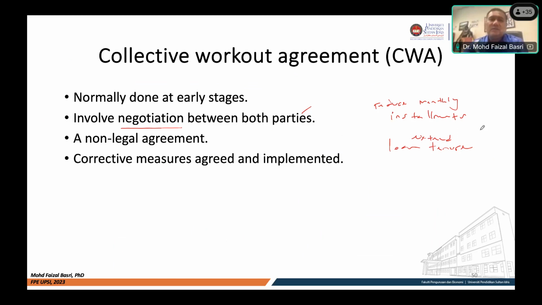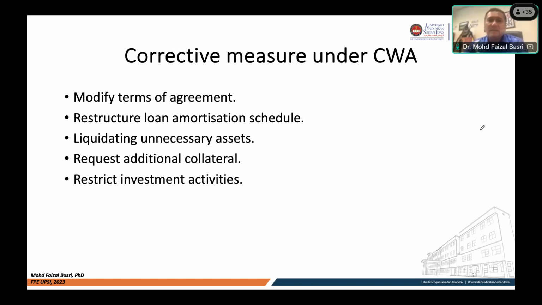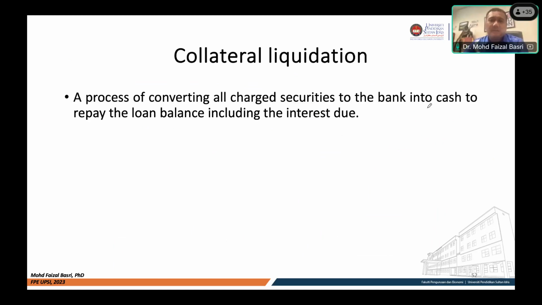Okay, so they have to negotiate. Okay, so these are among the corrective measures that they can do. Yang salah satu tadi terms lah, terms of agreement dengan restructuring of the schedule. Okay. Second action yang dia boleh ambil adalah collateral liquidation.